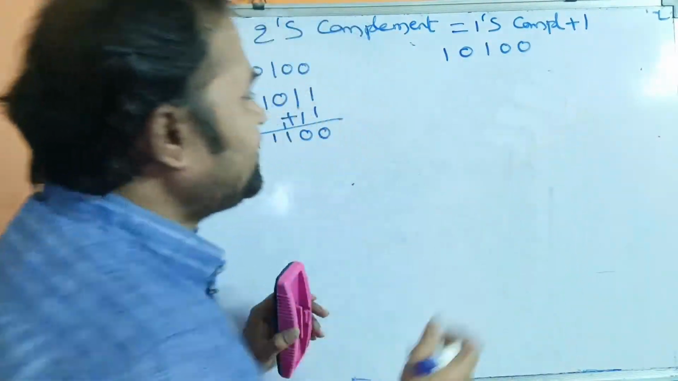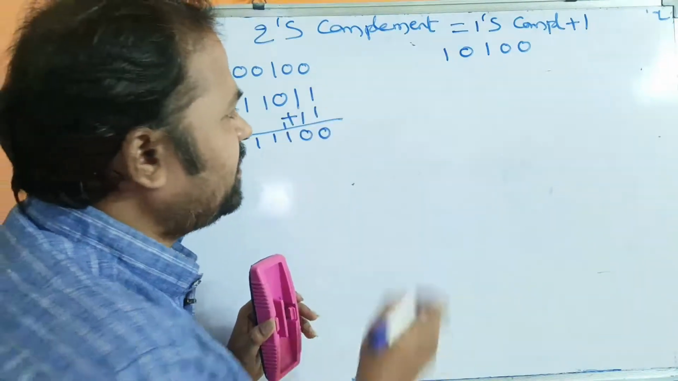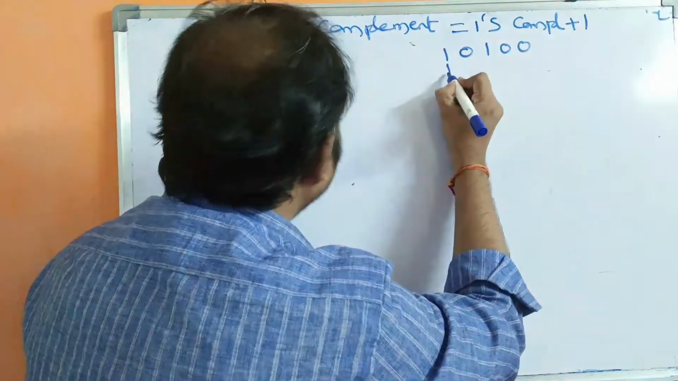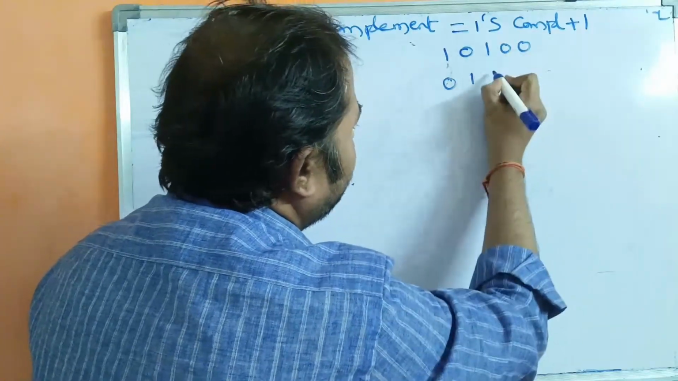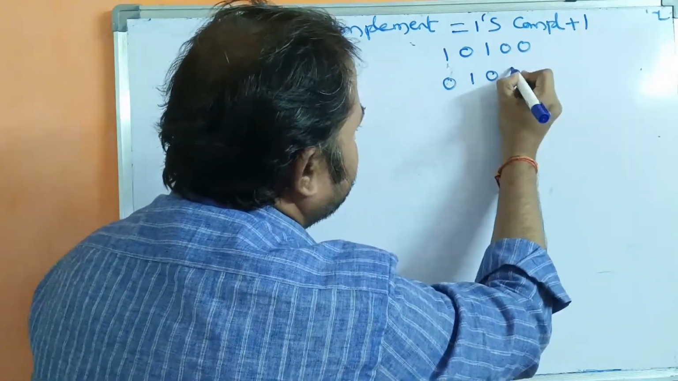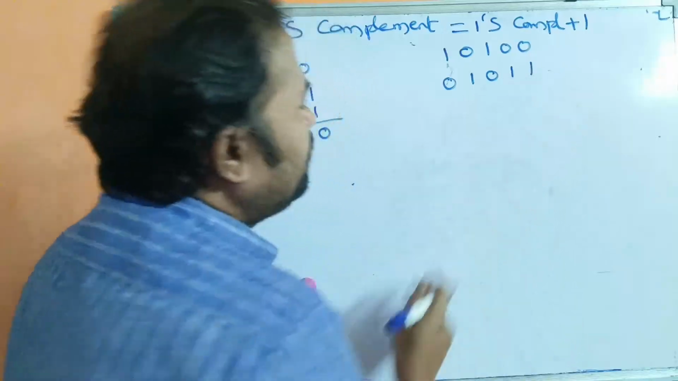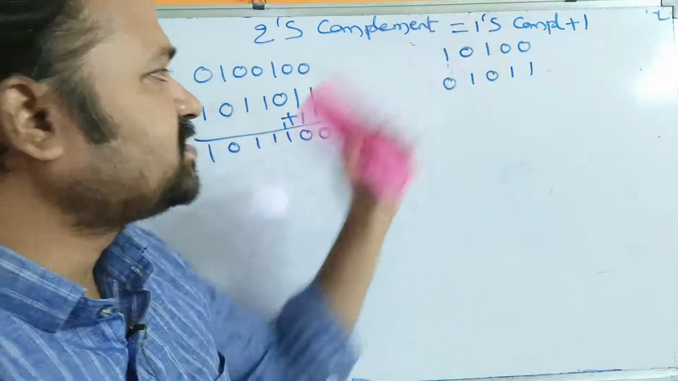10100. Let us find the 2's complement for this binary number. So 1 is converted to 0, 0 will be converted to 1, 1 will be converted to 0, 0 will be converted to 1, 0 will be converted to 1. So this is the 1's complement.